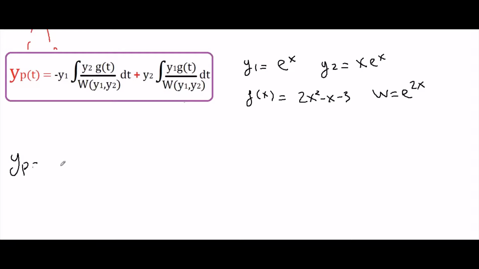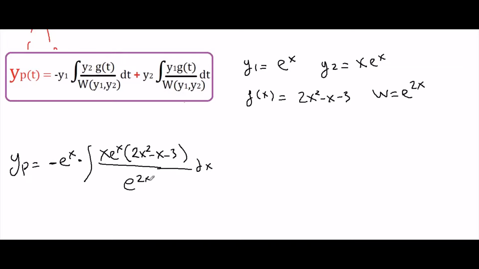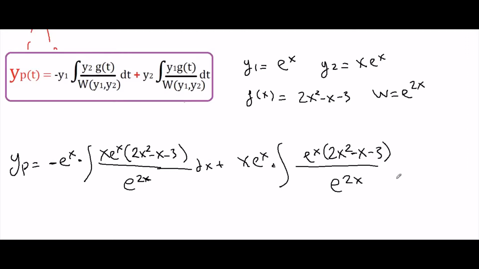So our yp is equal to negative y1, negative e to the x, times the integral of y2, x e to the x, times our g, which is 2x squared minus x minus 3, all over e to the 2x dx. Plus we have y2, which is x e to the x, times the integral of y1, e to the x, times g of x, 2x squared minus x minus 3, divided by e to the 2x dx.